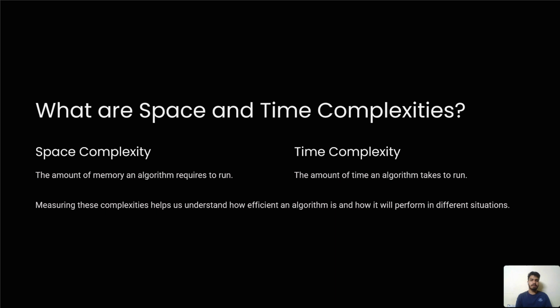What are space and time complexities? Space complexity: the amount of memory an algorithm requires to run. Time complexity: the amount of time an algorithm takes to run. Measuring the complexities helps us understand how efficient an algorithm is and how it will perform in different situations.